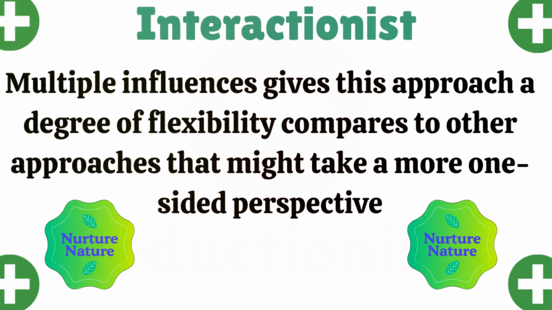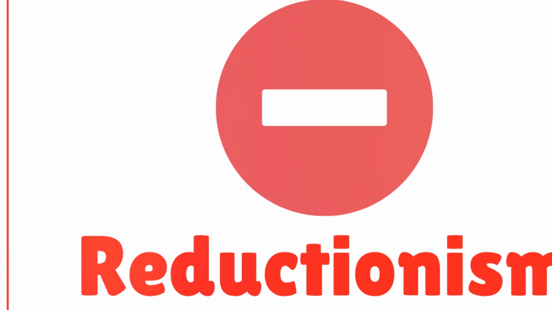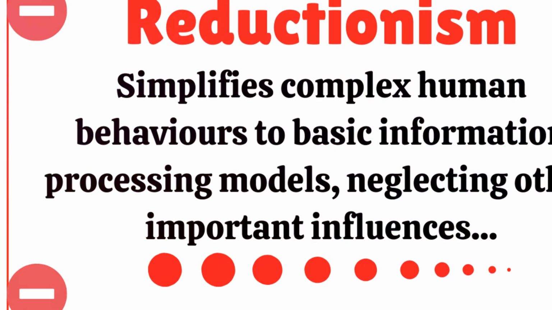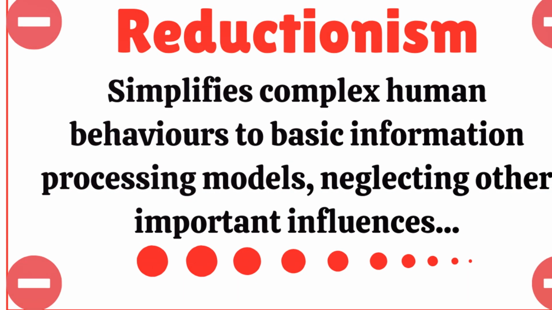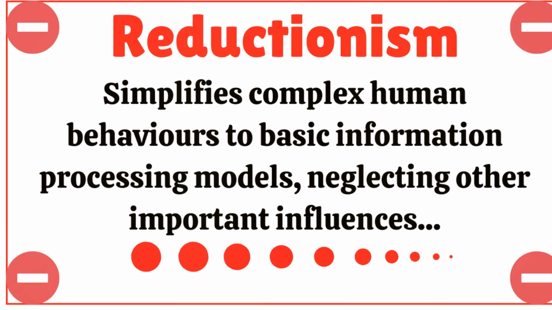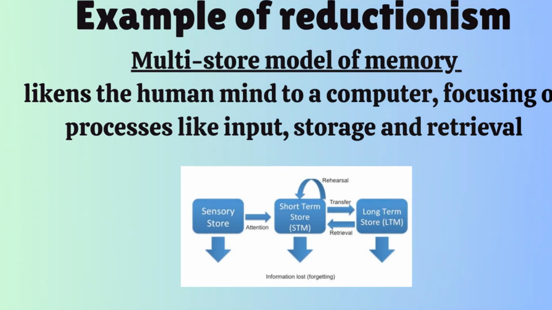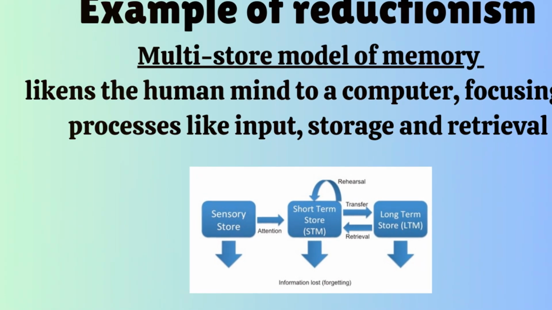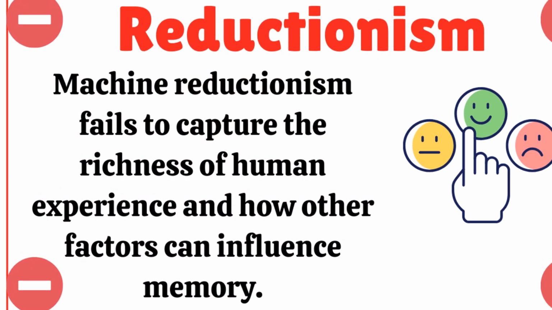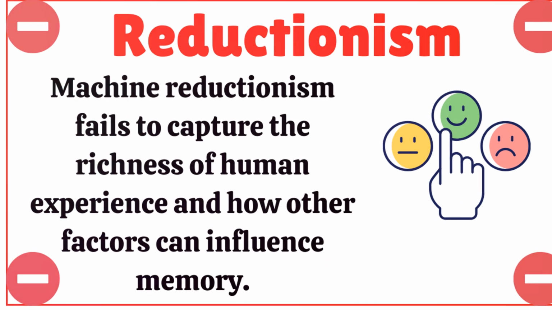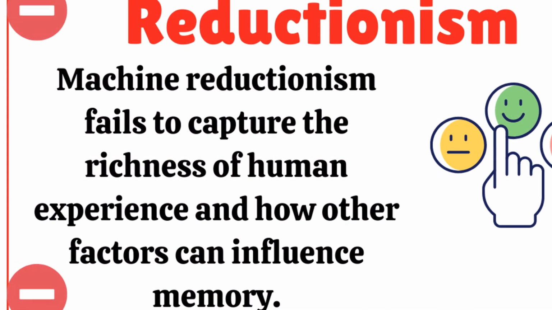A key limitation of the cognitive approach is that it can be criticized for being reductionist. It often simplifies complex human behaviors to basic information processing models, neglecting other important influences such as emotion and social context. For instance, the multi-store model of memory likens the human mind to a computer, focusing on input, storage, and retrieval. While this is useful, this form of machine reductionism fails to capture the richness of human experience, especially how factors like mood can influence memory.